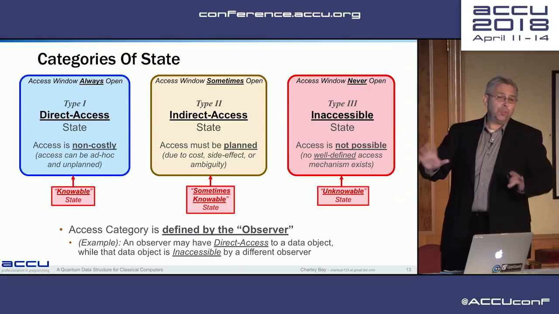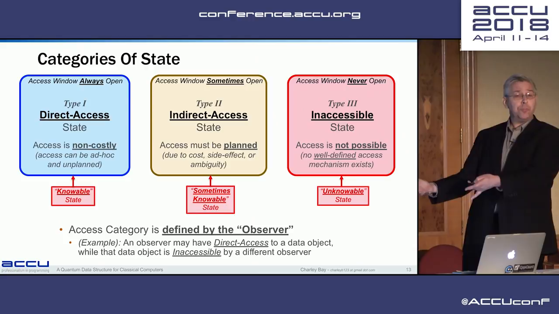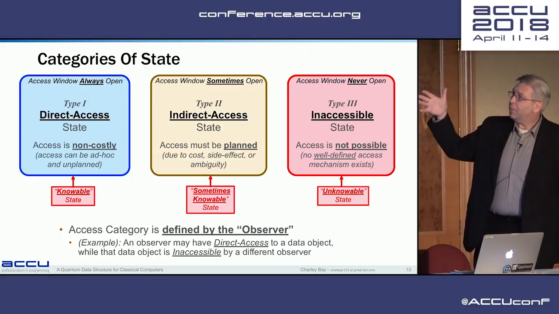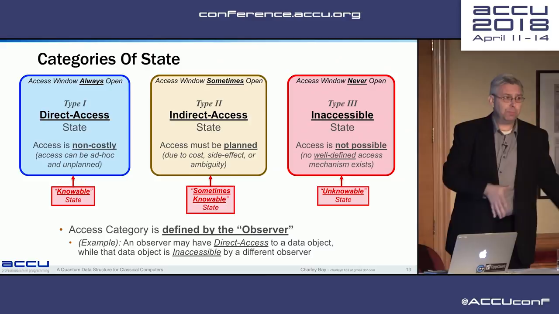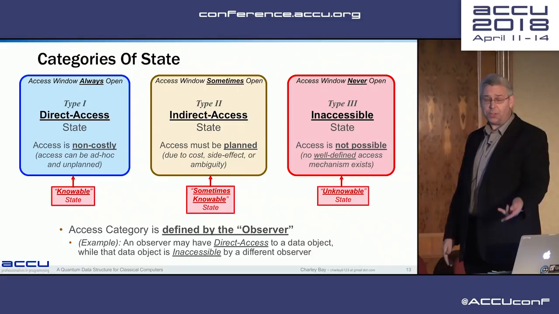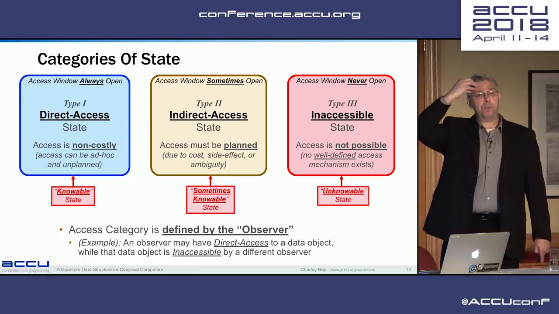The state is a necessary aspect of the computation being performed or the context being provided. But the state we can't get to because there's no interface that's well-defined. And for C++ in particular, well-defined access is a necessity. If it's not well-defined, you can't have it. You can access it, but it's garbage. It doesn't mean anything.